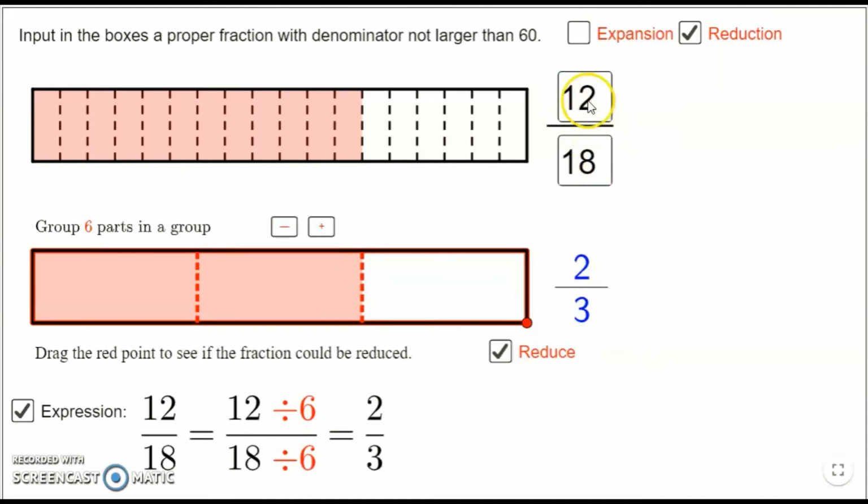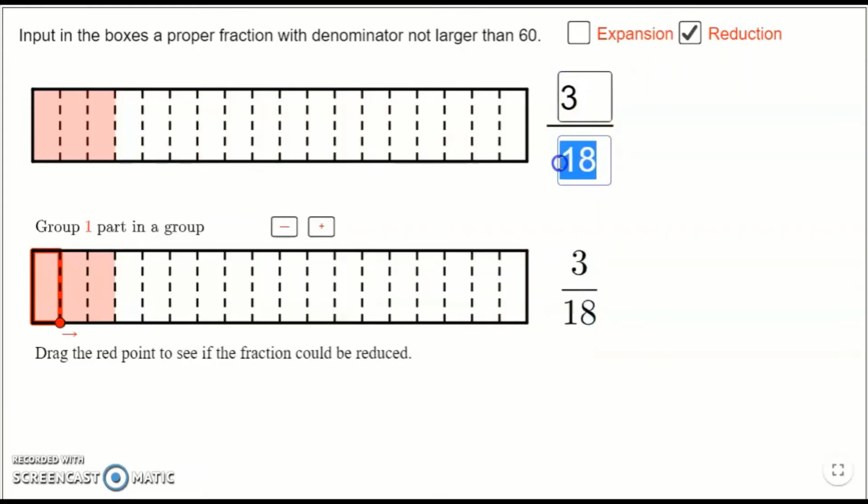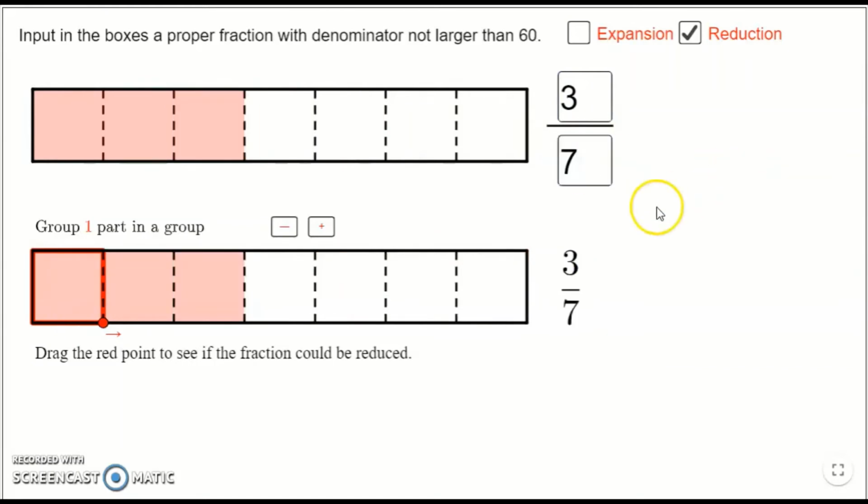I can't always simplify. If I were to change this to 3/7, for example, then there is nothing I can do to break this up. If I try splitting into 2s, nothing goes into 7. In 3s, that doesn't go into 7. And 4, well, 2 4s are 8, so I'm stuck there entirely. So 3/7 will not simplify.